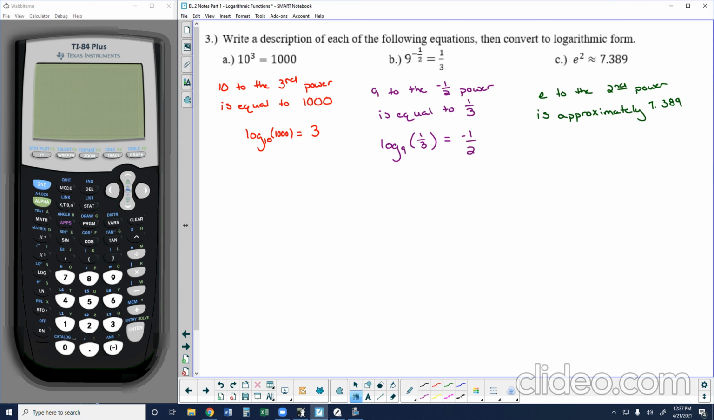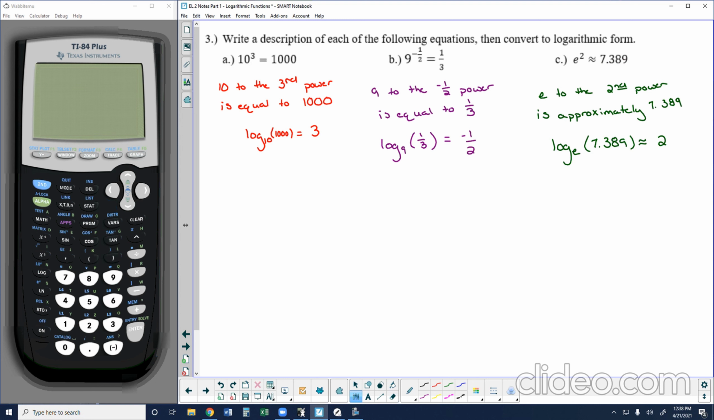So now our base is e, so we're going to have log base e, so the e is the subscript of the logarithm. Our output becomes the input, 7.389, and this is going to be approximately 2. So our input, the exponent, becomes our new output. So log base e of 7.389 is approximately 2. And hopefully this is what you had there.